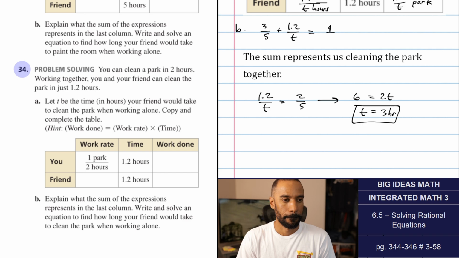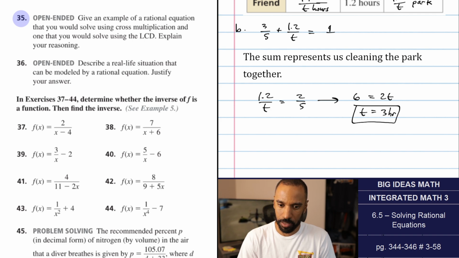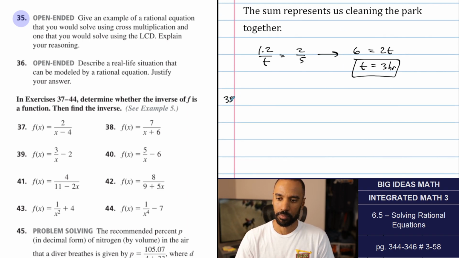Okay. Let me see this other text. They sent a link. Responses to questions. Okay. Number 35. Open-ended. Give an example of a rational equation that you would solve using cross multiplication and one you would solve using the least common denominator. Explain your reasoning.